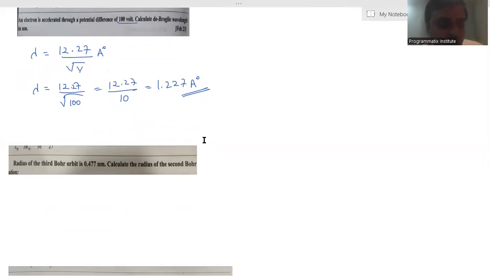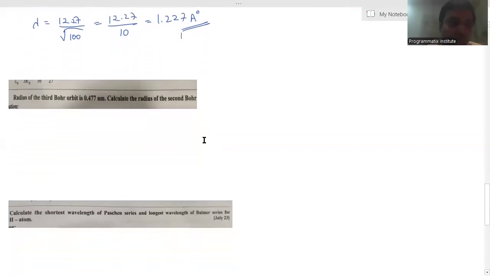Sure. The next question is, the radius of the third orbit is 0.477 nanometer. You have to calculate the radius of the second Bohr orbit. As you know, I've given you a shortcut for the radius of the Bohr orbit, and the shortcut is very, very easy: epsilon naught h square upon z by me square, right? And I have also told you that z would be 1 because over here they have not mentioned any other element, so we'll consider it as hydrogen.